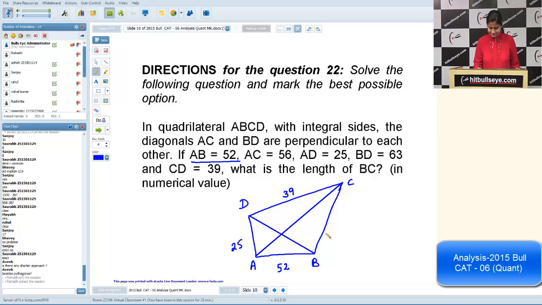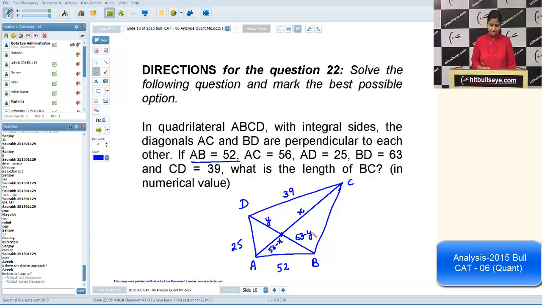Now AC length is 56. Let one part be x, so the other will be 56 minus x. I'm not making use of Pythagoras here. I know all the Pythagorean triplets, and I'll try to fit them in this sum. And BD is given as 63, so randomly I'm taking y, so it will be 63 minus y.